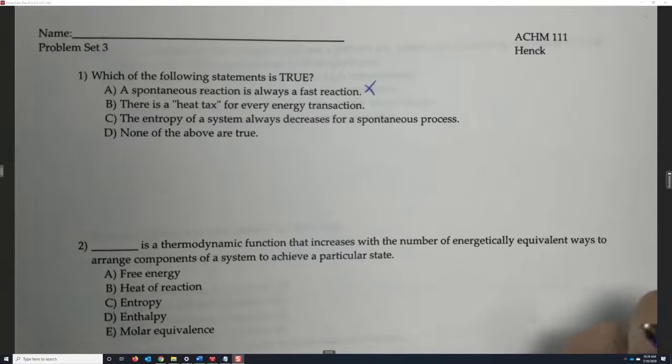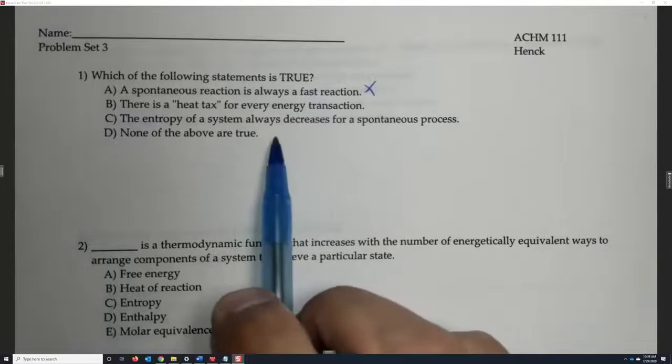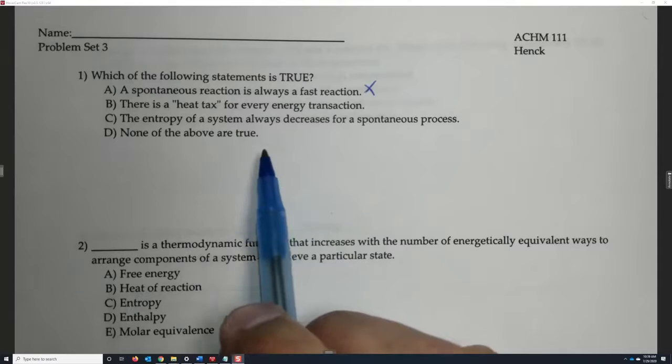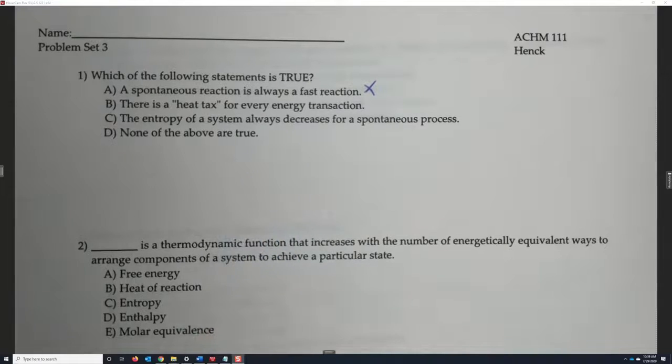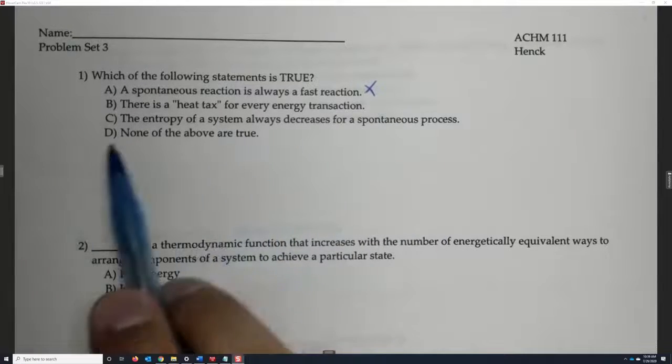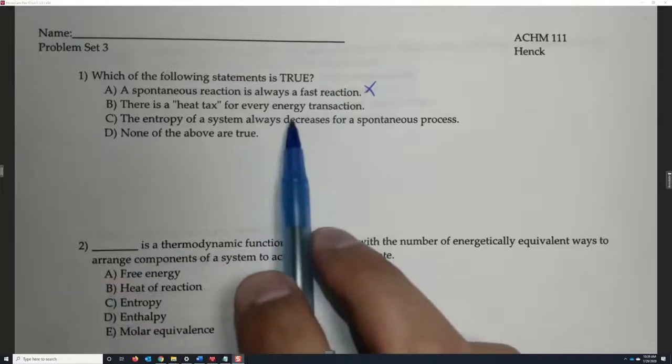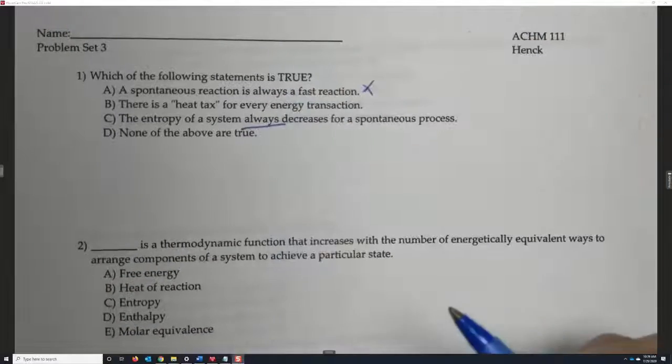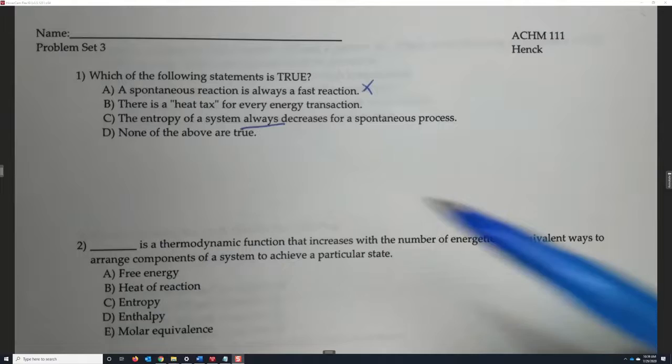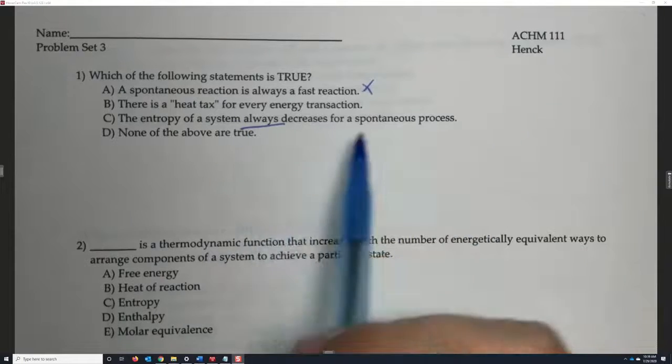must increase, which is done, I should say, by giving off heat energy. So that dispersal of heat increases the entropy of the universe. So the entropy of a system always decreases is wrong because of the word always. Sometimes it does decrease and sometimes it does increase, but not always one way or the other.